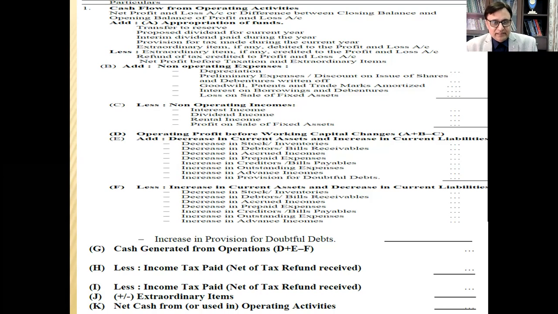Similarly, in part B, we will add non-operating expenses. Non-operating expenses mean expenses which are not operating expenses but have been debited to the profit and loss account. For example, depreciation is a non-cash item.